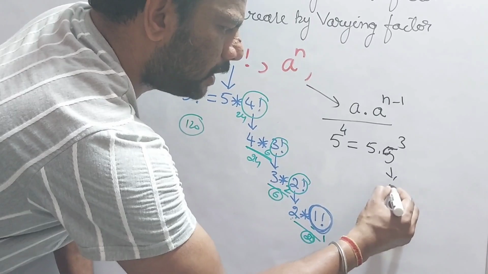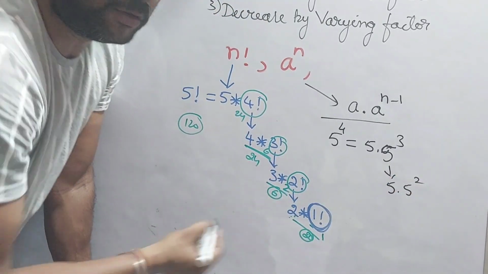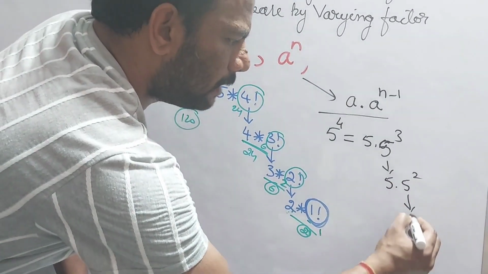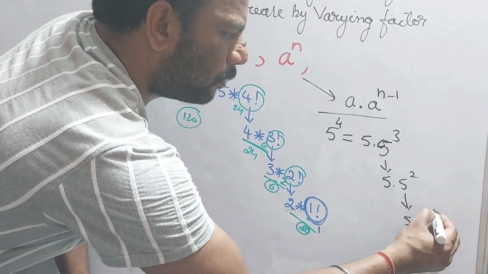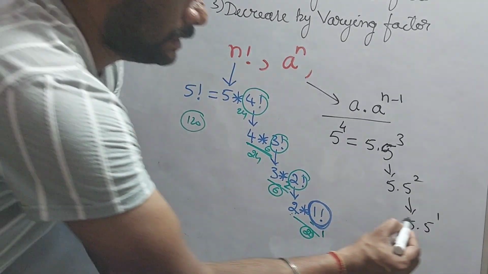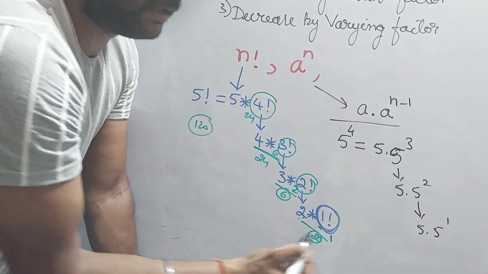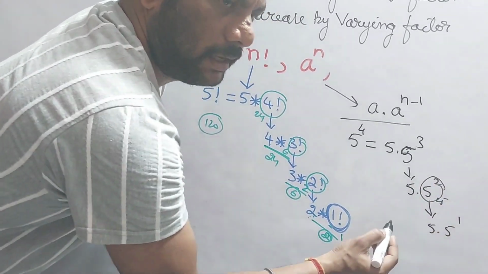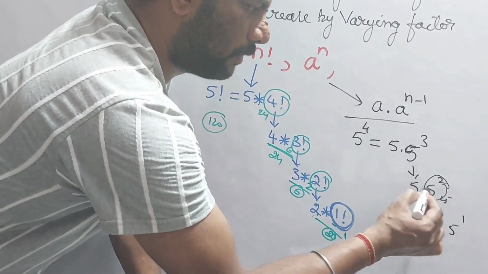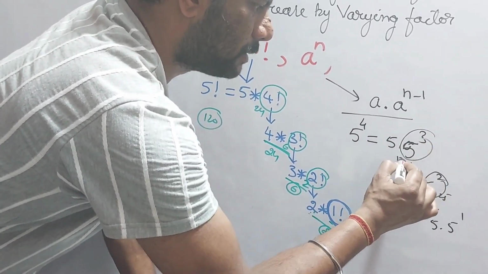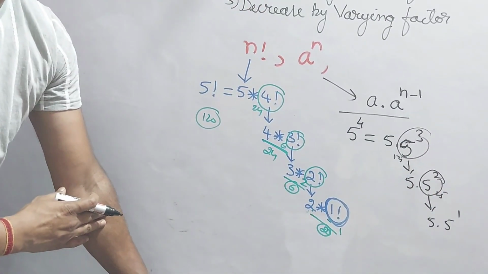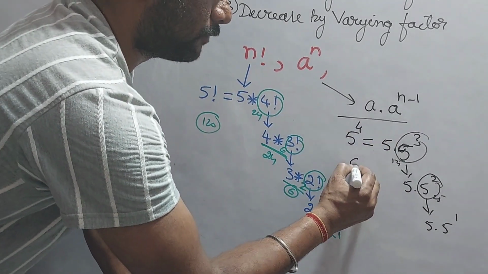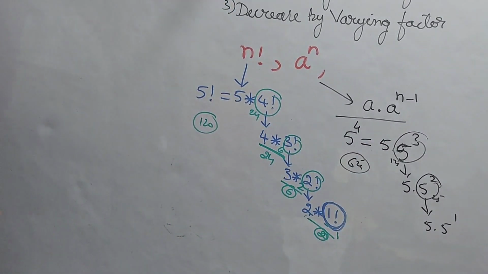Assume this can be written as 5 into 5 square. Assume 5 square also I don't know. So that can be written as 5 into 5 to the power of 1. Now, see, this 5 to the power of 1 we know is 5 only. So 5 into 5 is 25, and in this place I can put 25. So 25 into 5 is 125, and in this place I put 125. 125 into 5 is 625. So this is how we are going to calculate this.